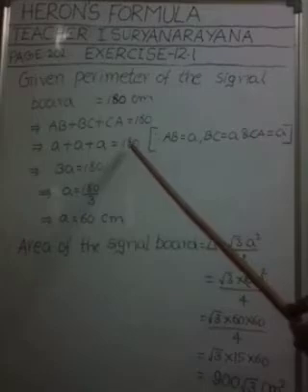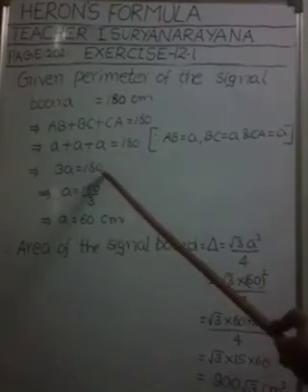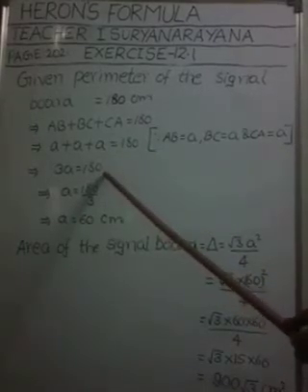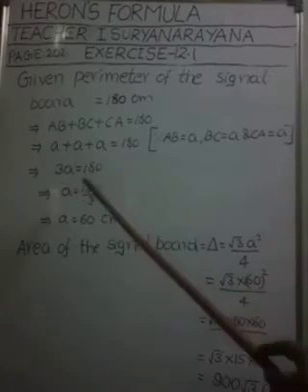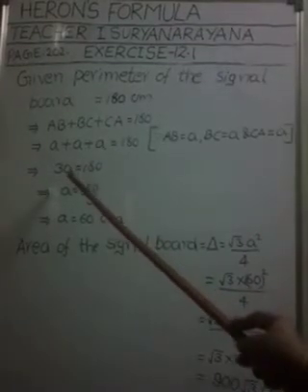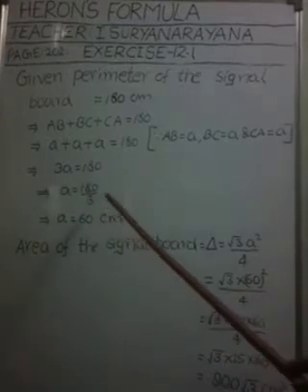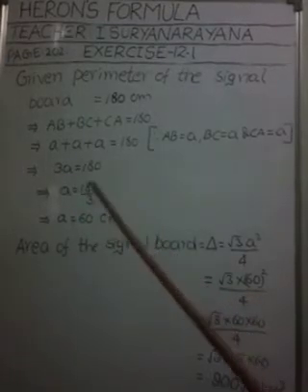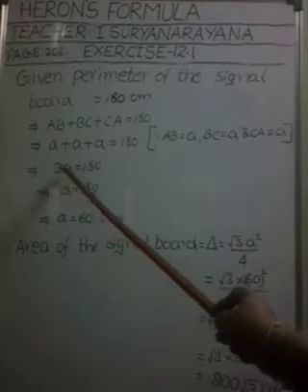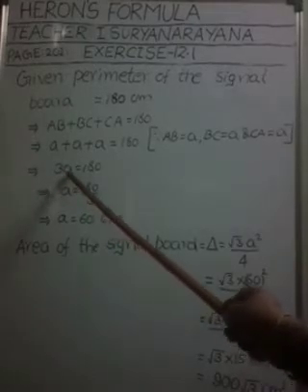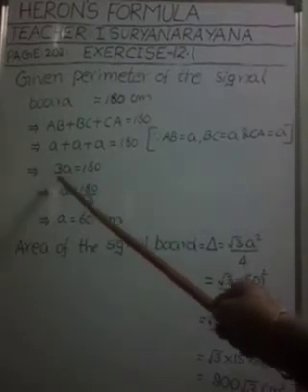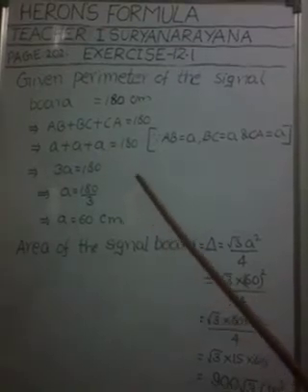Right. 3A is equal to 180. We wrote RHS as it is. Understood this step, my children? Right. A is equal to, we are finding A value. So we are sending this number 3 to RHS. Then it becomes divided by 3 because here it is multiplying this quantity. So if you are sending this number 3 to RHS, it becomes divided by 3.